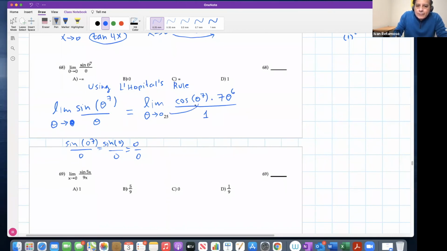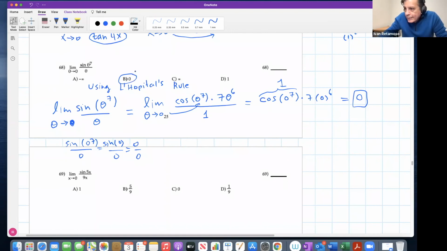And then L'Hopital's rule says try again. If you try the direct substitution again, notice that now this should work. This is cosine of 0, which is just 1. And this is 0 to the 6, times 7, so the whole thing is 0, right? 0. Very good. So this is the answer for 68.